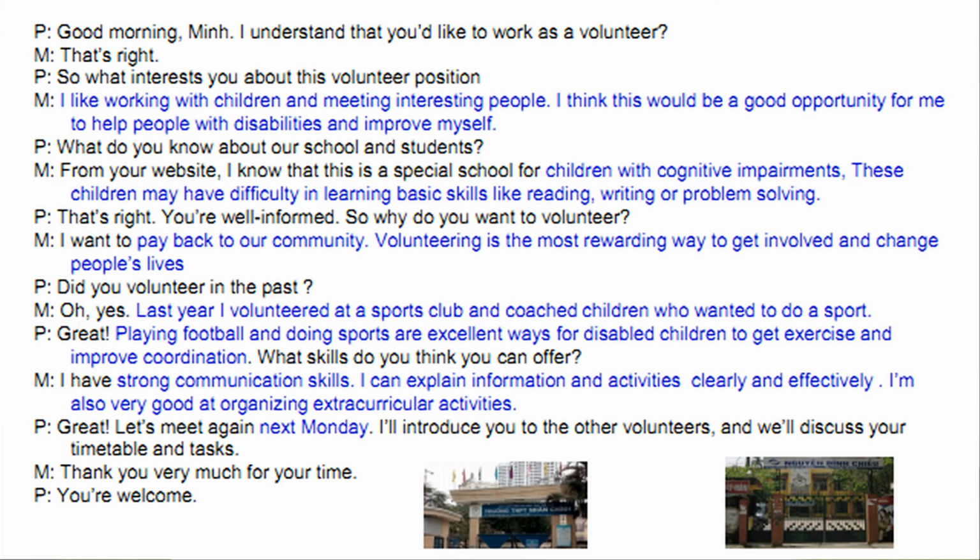P: That's right. You're well informed. So why do you want to volunteer? M: I want to pay back to our community. Volunteering is the most rewarding way to get involved and change people's lives. P: Did you volunteer in the past? M: Oh, yes. Last year I volunteered at a sports club and coached children who wanted to do a sport. P: Great. Playing football and doing sports are excellent ways for disabled children to get exercise and improve coordination. What skills do you think you can offer?